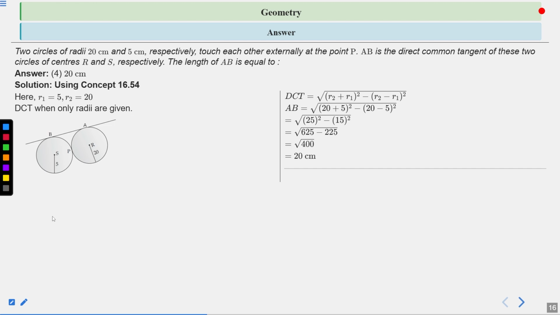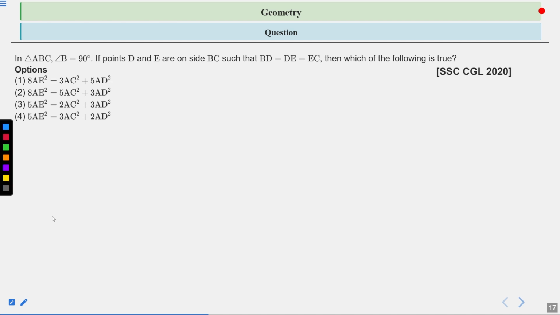Next one. In a triangle ABC, angle B is 90 degrees. If points D and E are on side BC such that BD equals DE equals EC, then which of the following is true? And this question was asked in the SSC CGL exam in 2020. So there are four options.